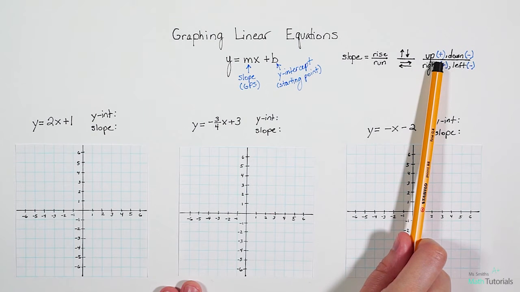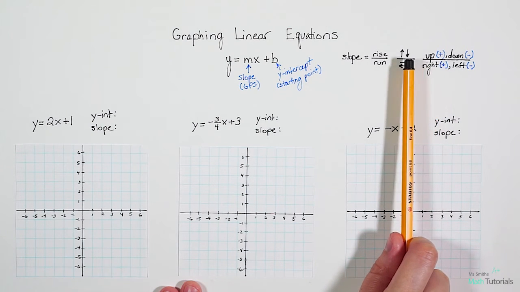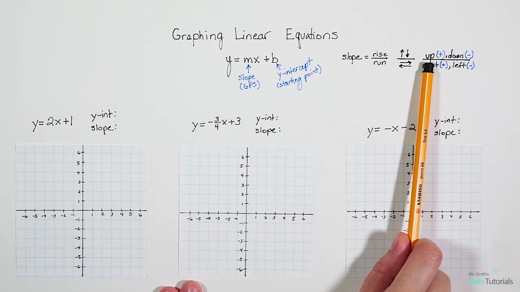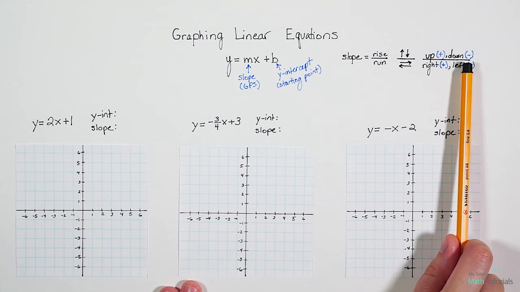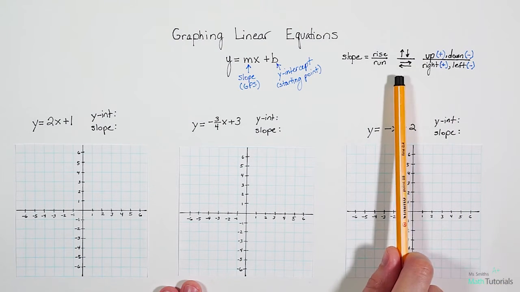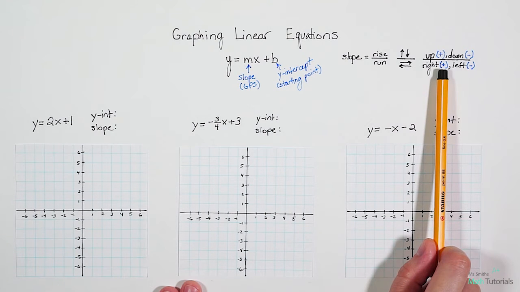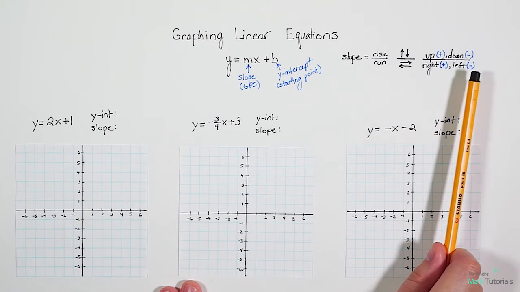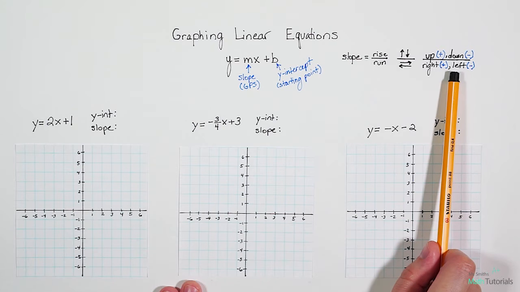If we have a positive number in the numerator, then we're moving up. If we have a negative number in the numerator, we're moving down. And then in the denominator, if we have a positive number, we move to the right. And if we have a negative number, we move to the left.